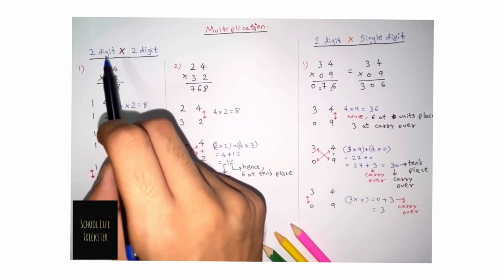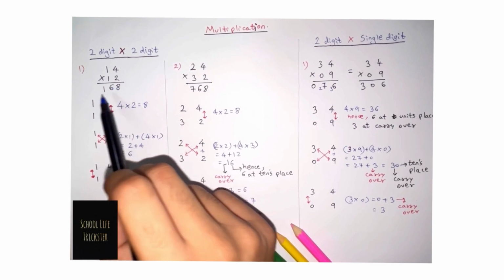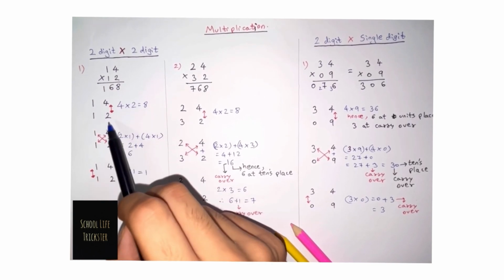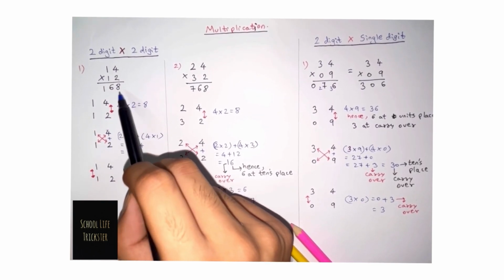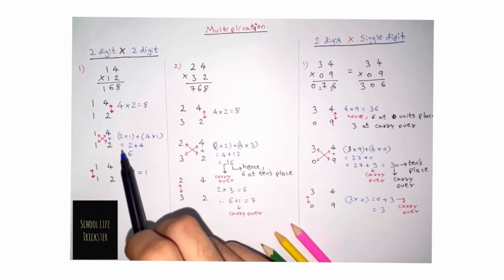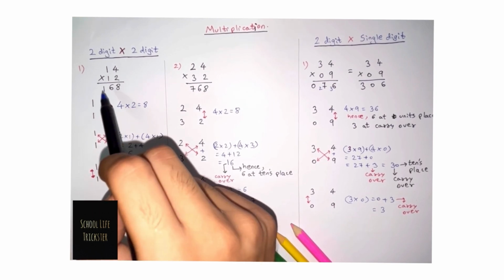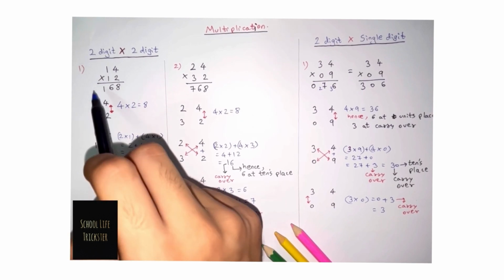Multiplication, 2 digit into 2 digit. 14 into 12 is equal to 168. So how did this come? 4 into 2 equal to 8. That is our units place. 1 into 4 plus 2 into 1 equal to 4 plus 2 is 6. That is our tens place. And 1 into 1 is equal to 1. That is our hundreds place.